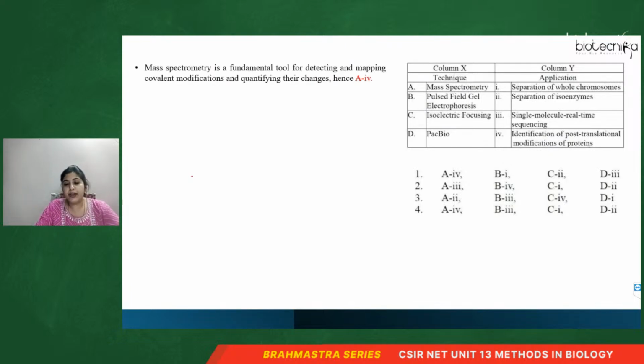So mass spectrometry technique is mentioned. As I told you, it's a tool for detecting the composition and for studying post-translation modification. If you look at the applications, identification of post-translation modifications is mentioned in the fourth option. So A should be 4, which is given only in option 1 and 4. That means the answer cannot be option 2 or option 3. So let's say I am confident about mass spectrometry technique, so I start with that.